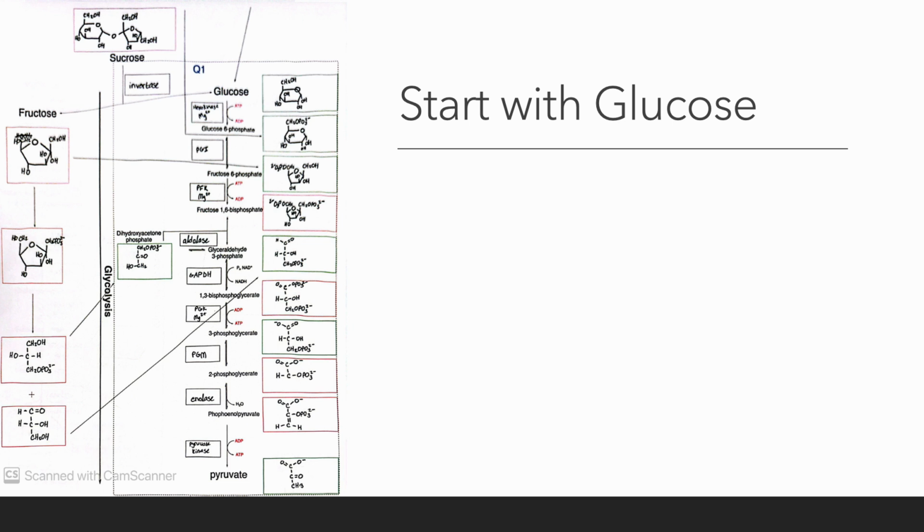And as you can see over on the left side, there is sucrose, which can be used as a precursor to glucose along with fructose. And as you can see, fructose can also be converted into different molecules, which can have a different starting place within glycolysis.